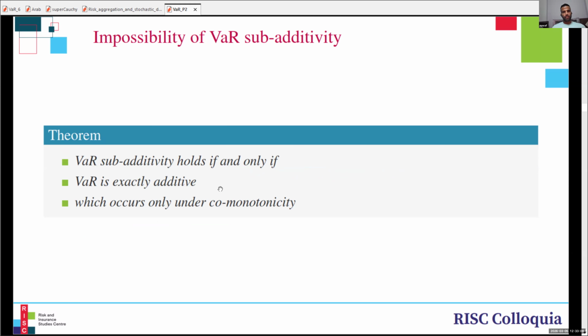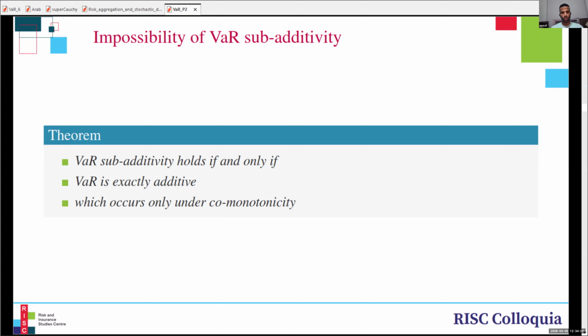All right. So let us answer the first part of our question. It turns out that VaR subadditivity for our right-sided random variables that start from 0 holds if and only if VaR is exactly additive. And that can occur only under X being comonotonic. So this is essentially an impossibility theorem. And it says VaR cannot be subadditive for all probability levels, for all confidence levels p, because it is exactly the same as additivity. And that can only occur if our random vector is comonotonic. And this is quite a restrictive statement, right?